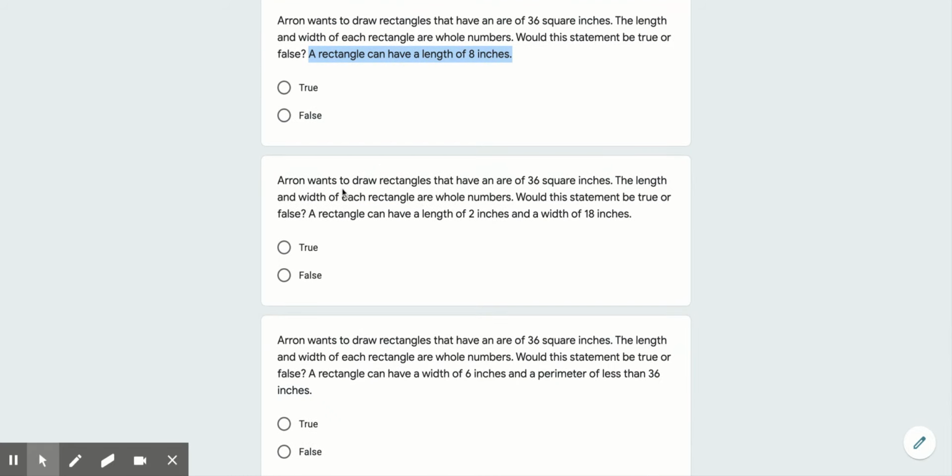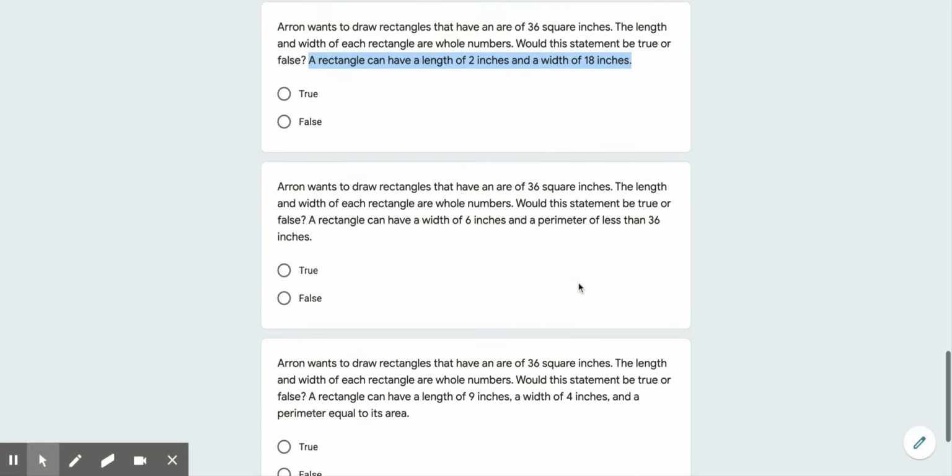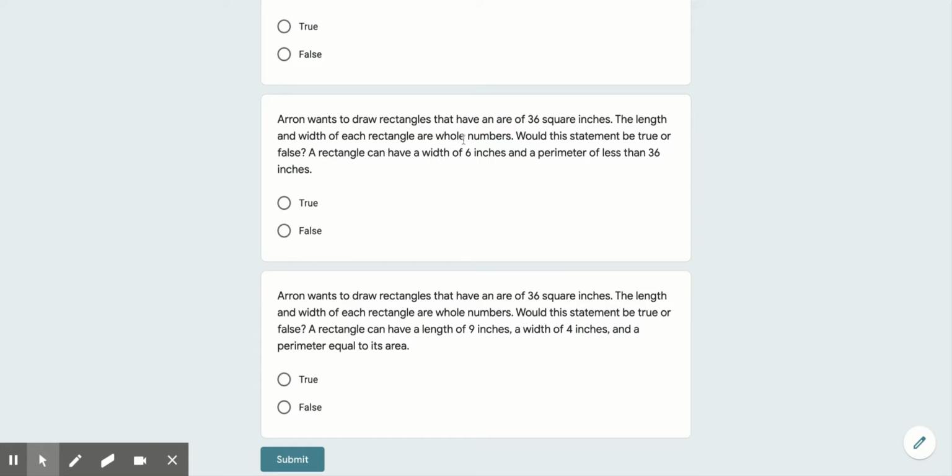True or false? Same thing, area of 36 inches. Can a rectangle that has a length of 2 inches and a width of 18 inches make that true? Can that make 36 square inches? Same here, area of 36 inches. Can this statement be true? A rectangle with a width of 6 inches and a perimeter of less than 36 inches. You might have to draw a picture for this one to help you solve.